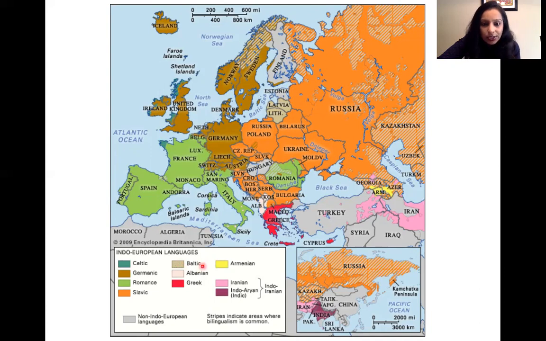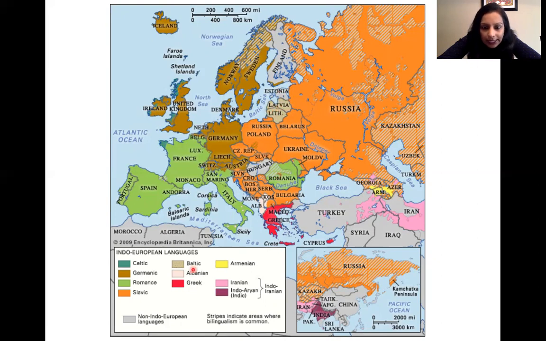The Baltic languages spoken in... Where are the Baltic languages on the map? We cannot see. I think it's overlapping a little bit with the Slavic languages, which is why we cannot literally see a single place which is just Baltic. Oh, yeah, sorry. Lithuania and Latvia. That's Baltic right there, which is not overlapping with Russia.